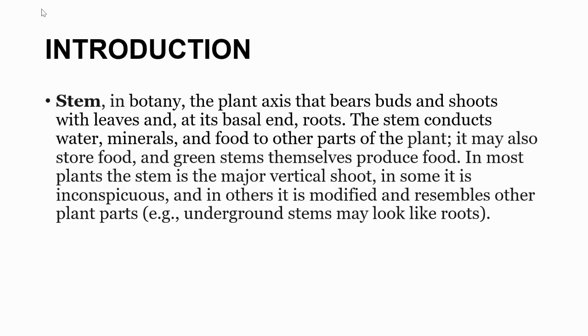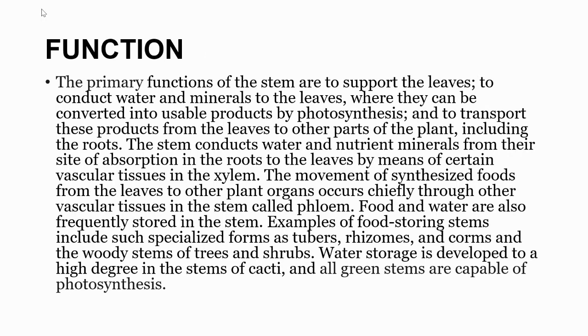In most plants, the stem is the major vertical shoot, in some it is inconspicuous, and in others it is modified and resembles other plant parts. Example: an underground stem may look like roots. Function: the primary functions of the stem are to support the leaves, to conduct water and minerals to the leaves, where they can be converted into usable products by photosynthesis, and to transport these products from the leaves to other parts of the plant, including the roots.